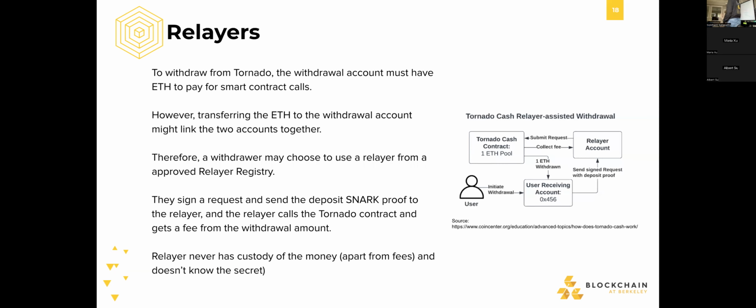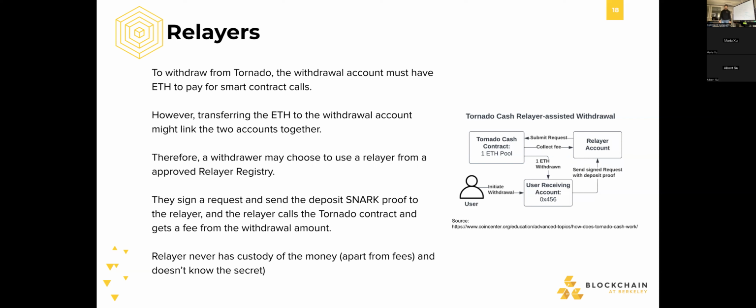Oh, relays. Yeah. So one last point is that in order to withdraw from Tornado, the withdrawal account must pay for the smart contract calls. Whenever you call smart contracts, you need to pay gas, right? You need to pay ETH. However, if you were to transfer ETH from the depositor to the withdrawal account, then you're creating a link. So what's the point of using Tornado Cash if you're just going to link it anyway?